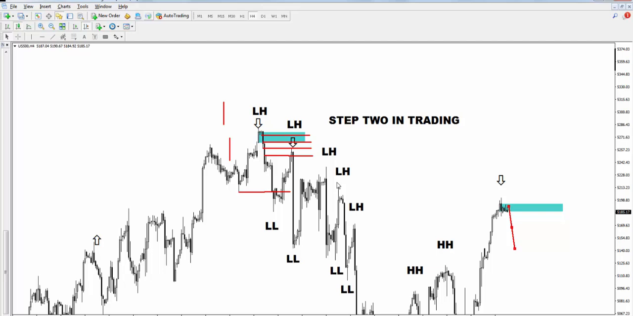However, if you're a scalper, things are going to look a little bit different. And I'm going to cover scalping in the next video.